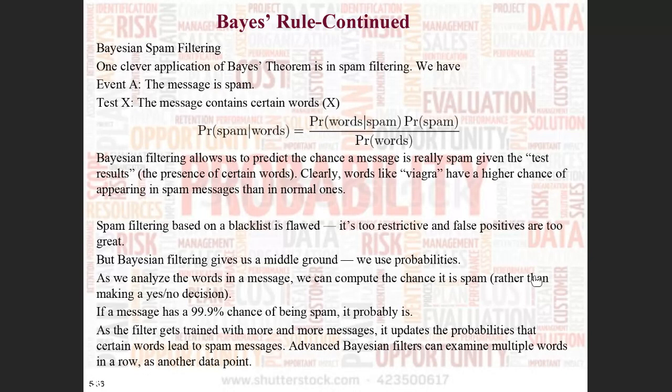If a message has a 99.9% chance of being spam, it probably is. As the filter gets trained with more and more messages, it updates the probabilities that certain words lead to spam messages. And advanced Bayesian filters can examine multiple words in a row as another data point.